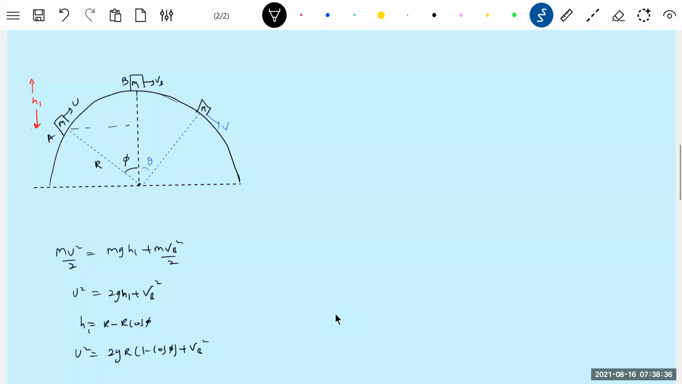Okay, what velocity should I project? It depends upon what angle this one is. Now it is going to leave the circular path. It's going to leave the circular path at this particular point. So let me call this C. So what height will it descend? Take this as h2.